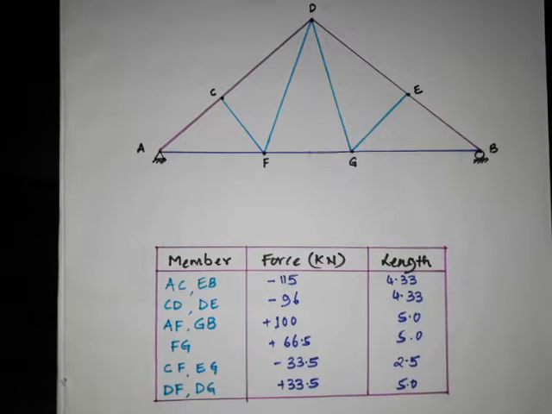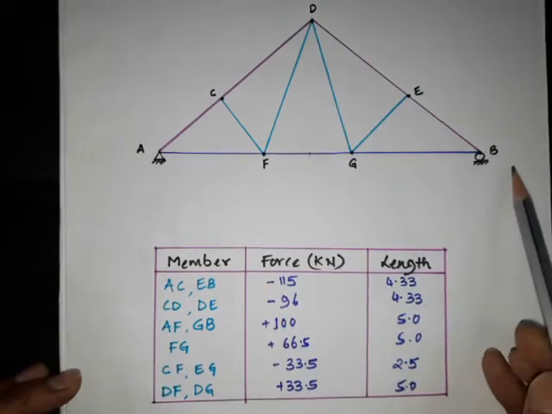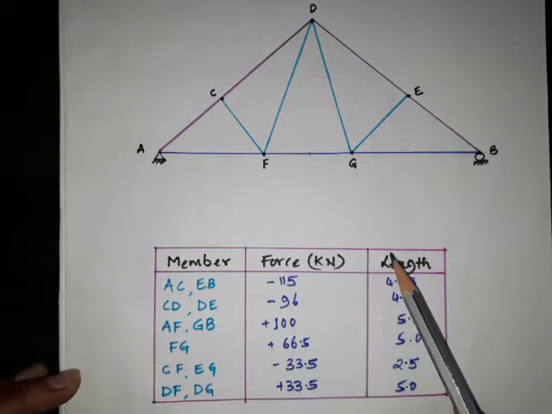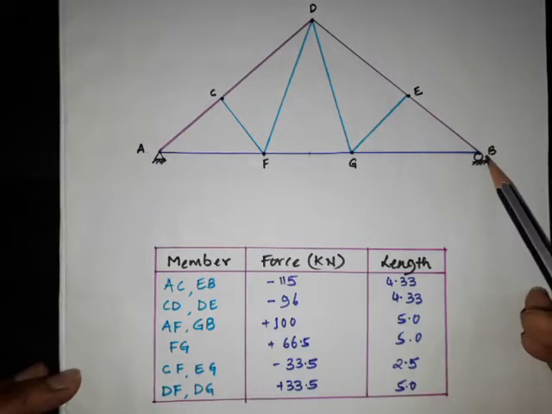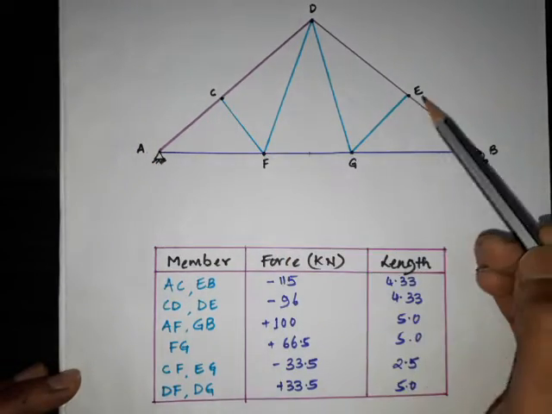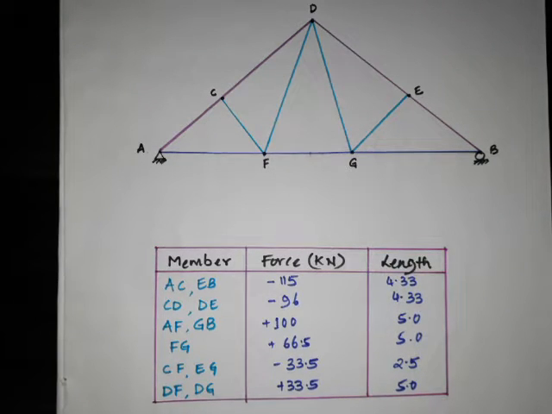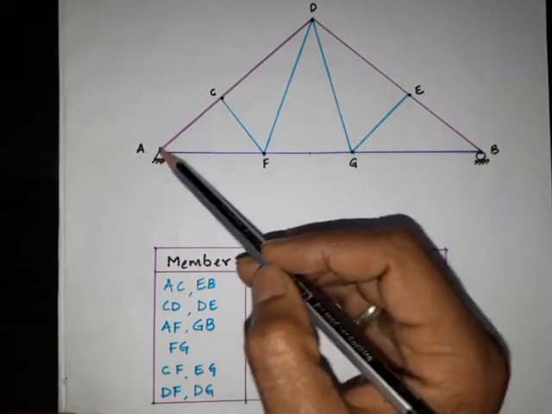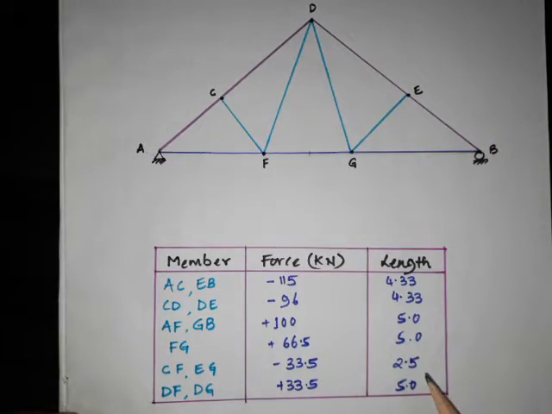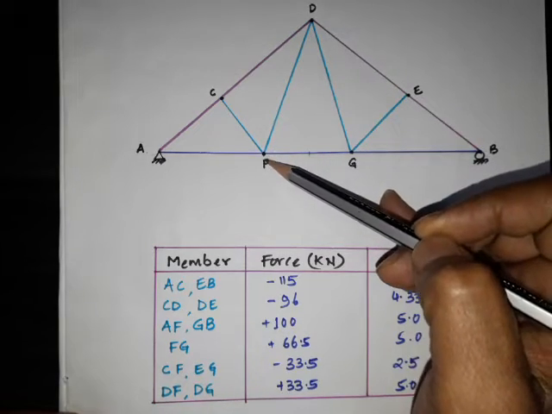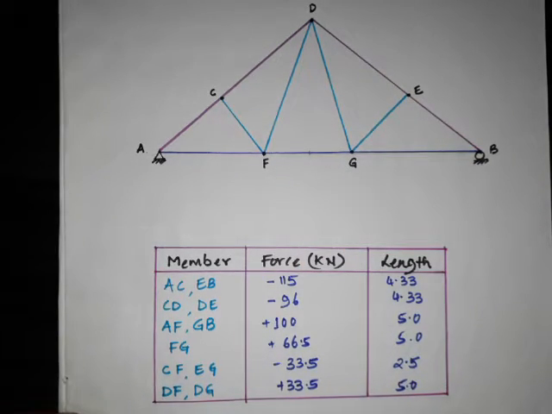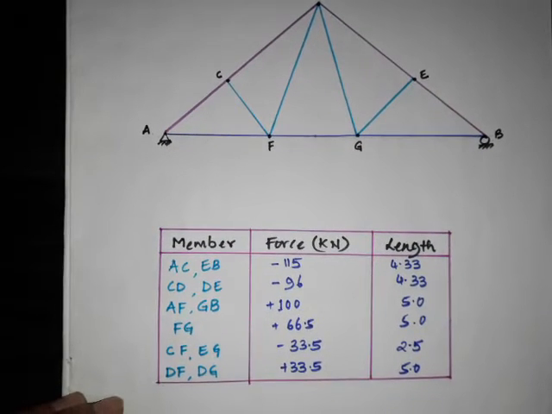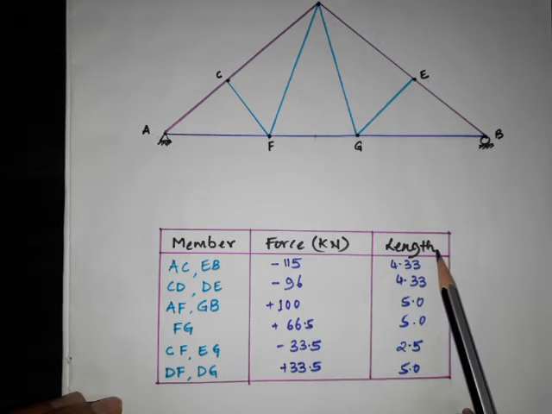Here again the geometry of the truss is given. We have A, B, C, D, E, F, G. A to B is the tie beam, and A to C, C to D are the principal rafter, and D to F and F to C are the interior members. In the table, the member forces are given in kilonewton and the length in meter.